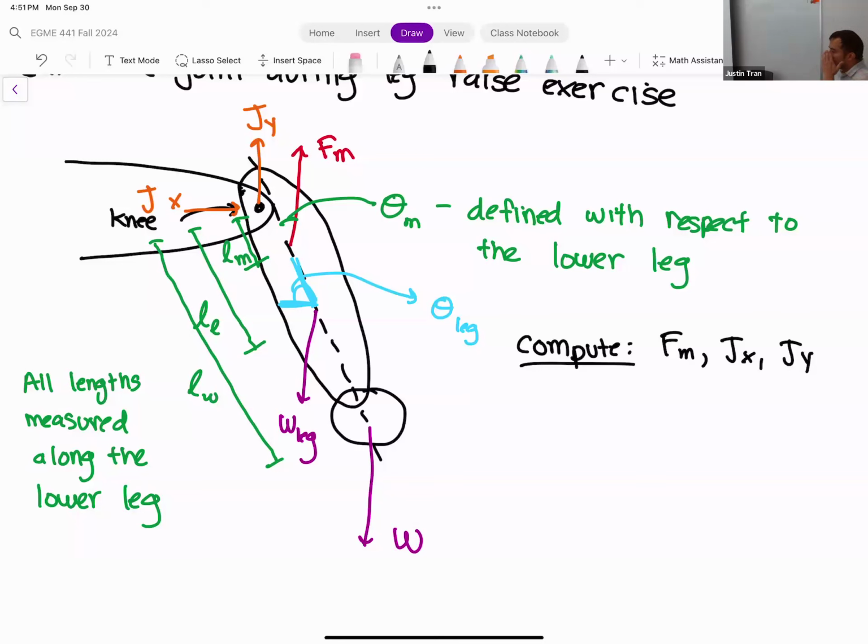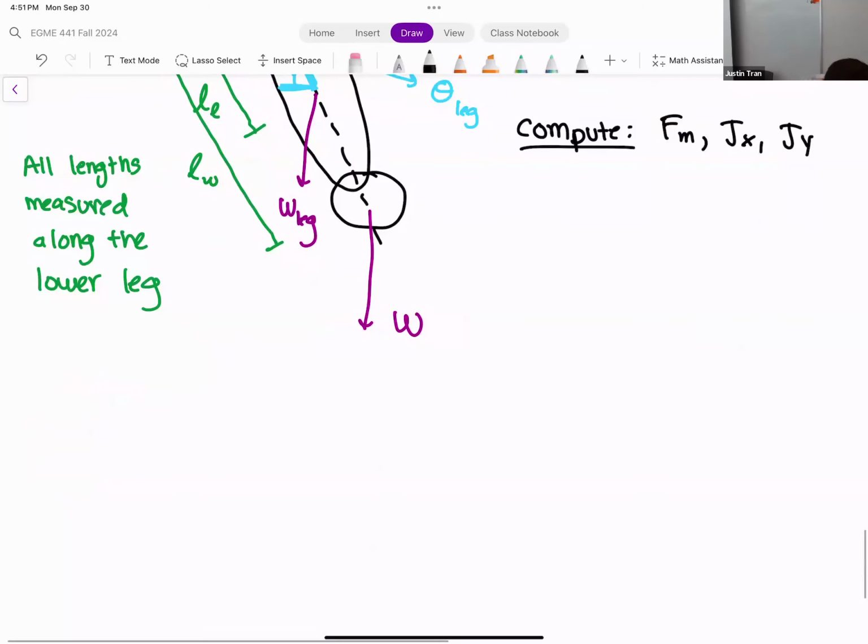So once again, just like we usually do, let's start with the moment equation, because we know the moment equation is going to eliminate Jx and Jy, so we'll be able to solve the moment equation straight up for Fm. So let's sum the moments around the knee joint. We'll have three contributions to this equation: the muscle force itself and our two weights. So we're going to have three terms here. All right, so let's start with the muscle force.